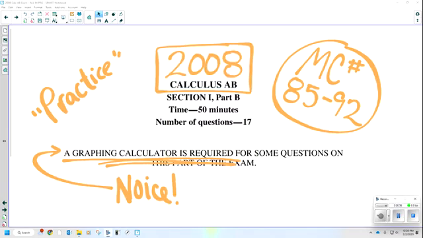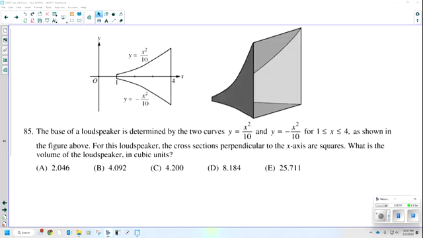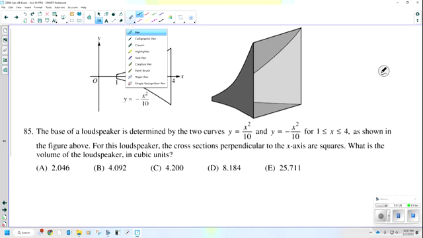Let's do some calculus. Number 85, the base of a loudspeaker is determined by the two curves, y equals x squared over 10 and y equals negative x squared over 10, for the interval between 1 and 4 inclusive, as shown in the figure above. For this loudspeaker, the cross sections are perpendicular to the x-axis, and they are squares. What is the volume of the loudspeaker in cubic units?